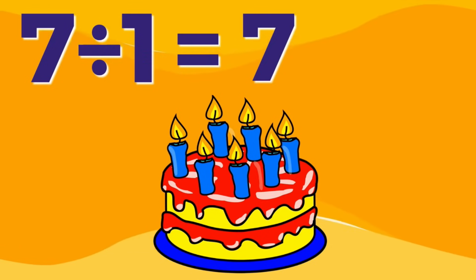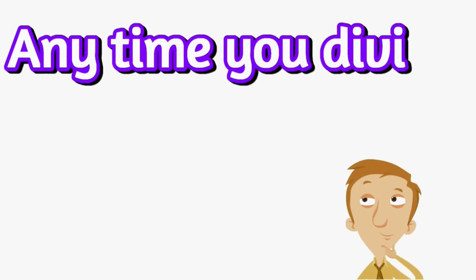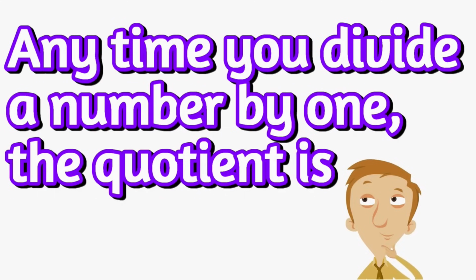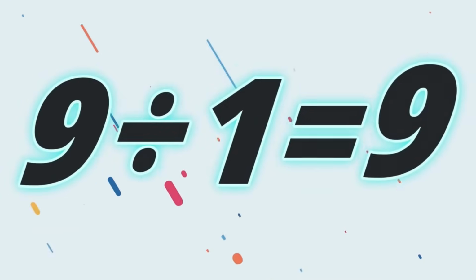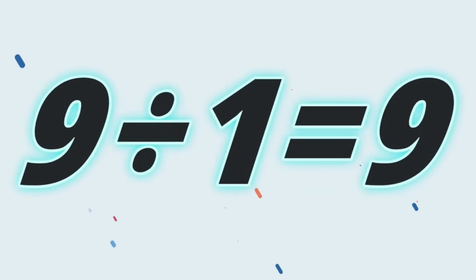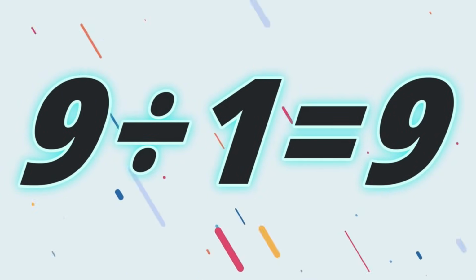7 is the quotient. Anytime you divide a number by 1, the quotient is that number, because all of it is going into just 1 group. For example, 9 divided by 1 equals 9. It's 9 just getting put into 1 group.